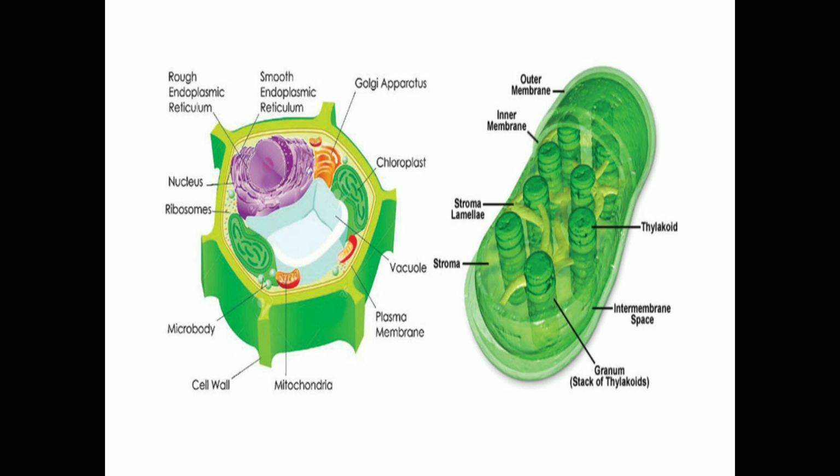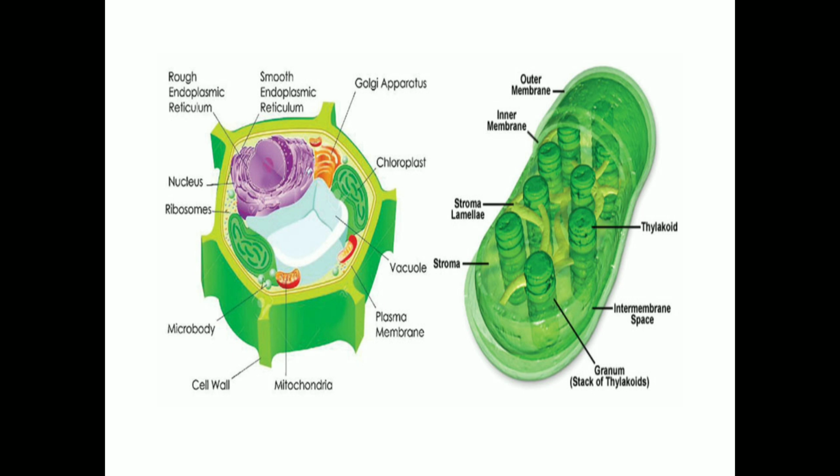Then it consists of coin-like structures inside the stroma of the chloroplast, called thylakoids. These thylakoids are arranged one upon another and form a bundle-like structure called a granum. About 60 to 100 grana are present in each chloroplast. Then the outer membrane and inner membrane show some space, which is called the intermembrane space.